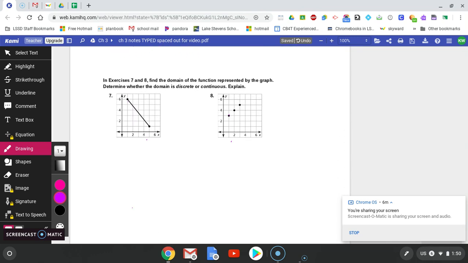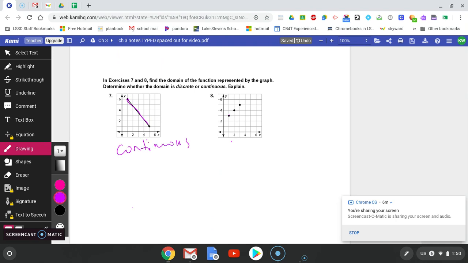All right, last two problems. So first of all, we need to determine whether it's a discrete or continuous domain. Number 7 is going to be continuous because it is a straight line. It includes all of the points in between there. So this one is going to be continuous.